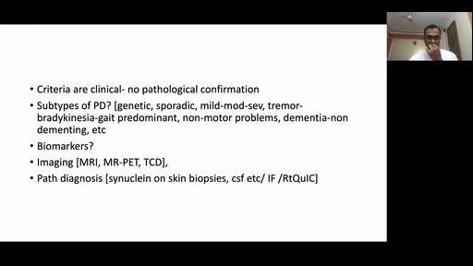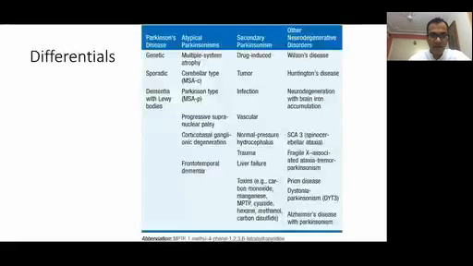Right. So these criteria are largely clinical. There is no pathological confirmation. There is no role of subtypes in PD in the criteria. There is no role of biomarkers, which are coming up in a big way. And path diagnosis is also not there. So as we said, the differentials are atypical Parkinson's, largely in these 4 forms.